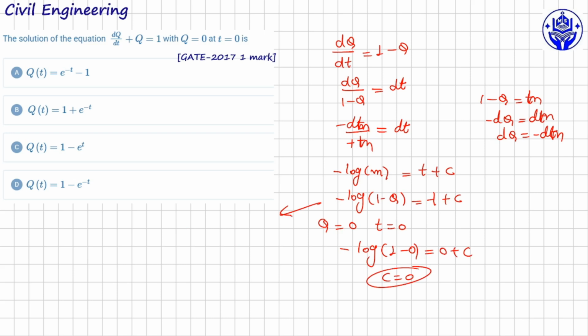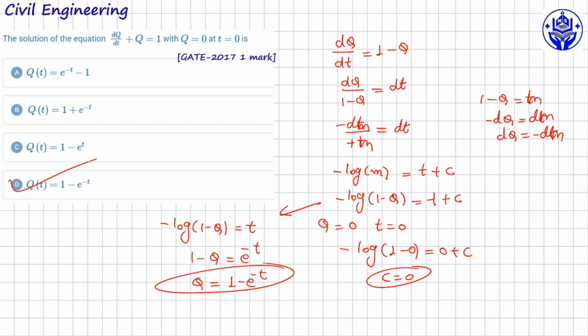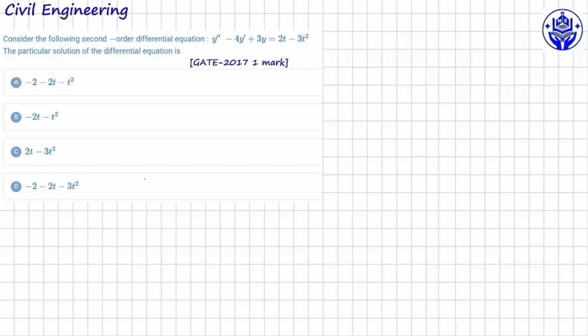So from here, log of 1 minus q is equal to t, and it is nothing but 1 minus q is e to the power of minus t. And from here q is equal to 1 minus e to the power of minus t. So q equals 1 minus e to the power of minus t. D will be the correct answer for this question.